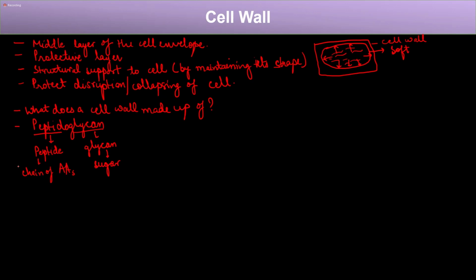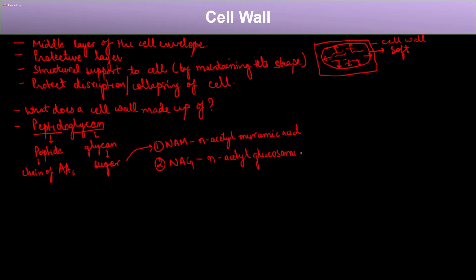Glycans are sugar. Now, the cell wall of the prokaryotic cell is made up of two types of sugar. What are these two types? The first one is NAM. What is NAM? NAM is N-acetyl muramic acid. The second type of sugar is known as NAG. You should remember both of these names because these are important. NAG is called N-acetyl glucosamine.